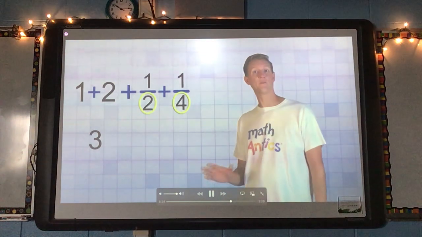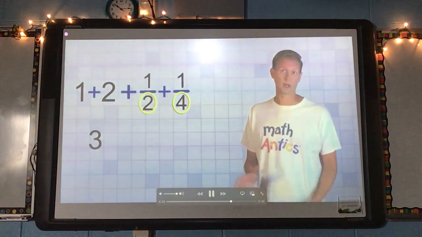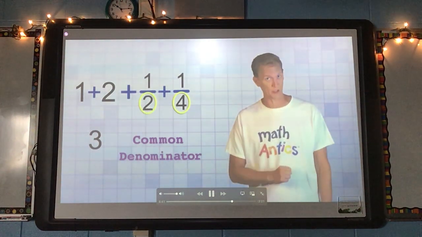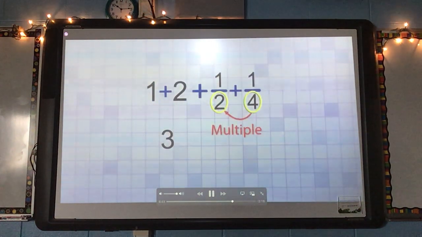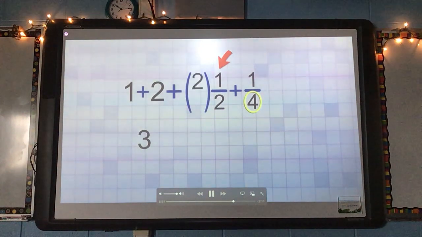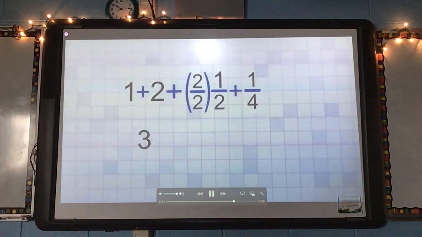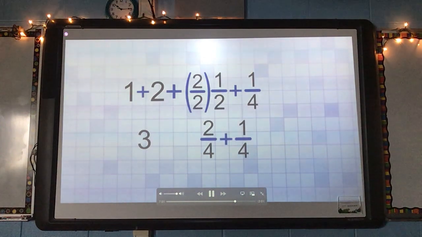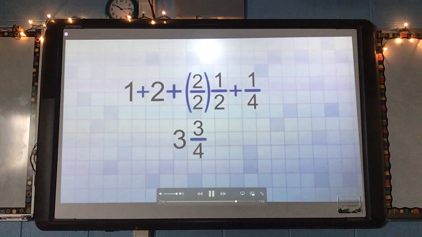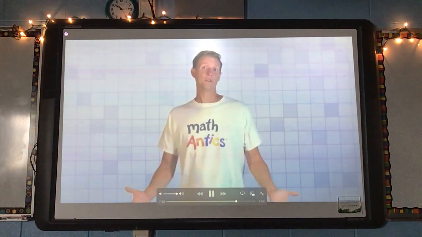We can't add them until we change them so that the bottom numbers are the same. We cover how to change fractions so that they have the same bottom number, or a common denominator, in other videos that you may want to watch if the steps I'm about to do seem new to you. 4 is a multiple of 2, so 4 is going to be a good choice for a common denominator. To change 1/2 into fourths, we'll multiply it by the whole fraction 2/2. On the top, we have 1 times 2, which is 2. And on the bottom, we have 2 times 2, which is 4, just like we want. So now we have 2/4 plus 1/4, which equals 3/4. That means the answer to this problem is 3 3/4. That wasn't so bad after all.